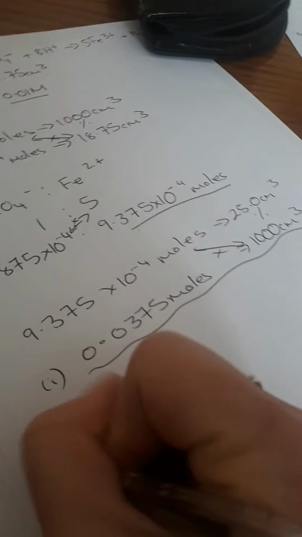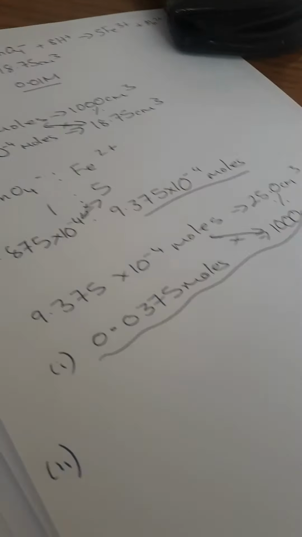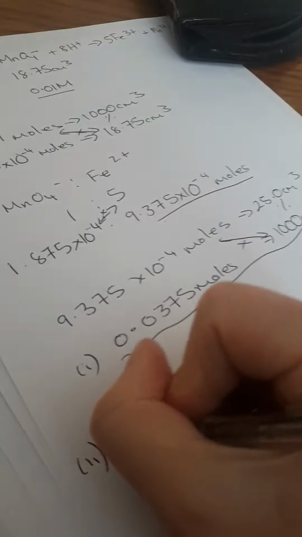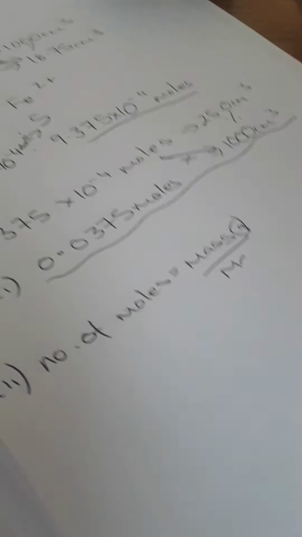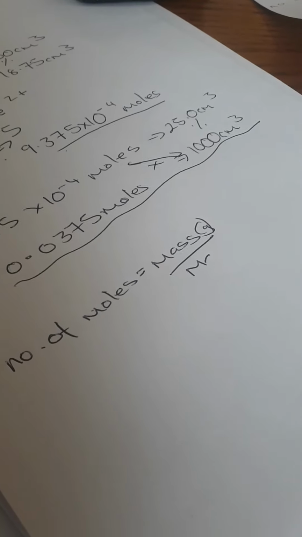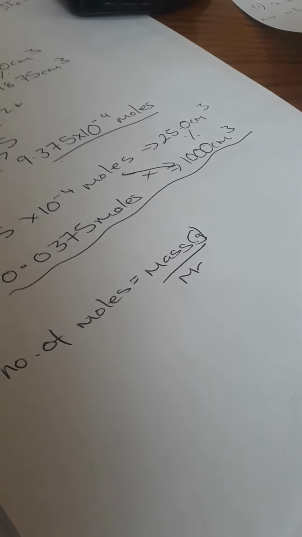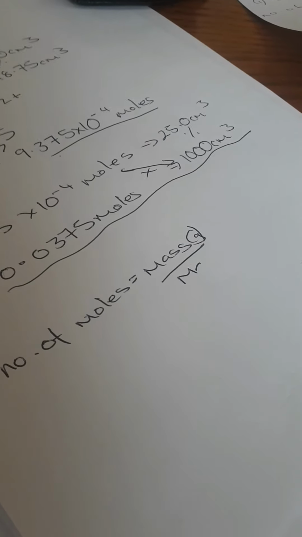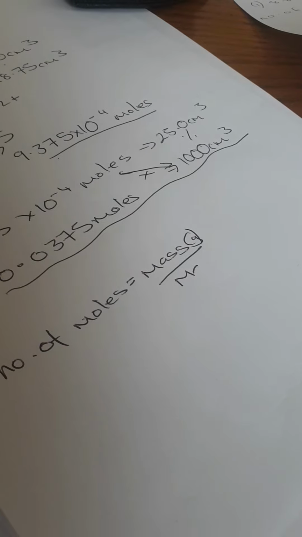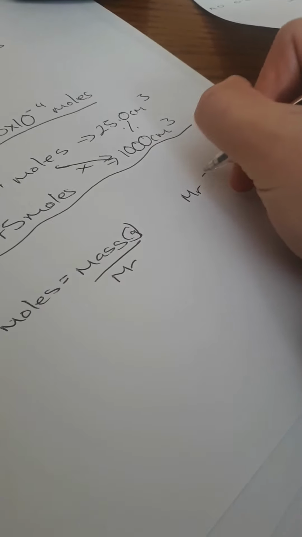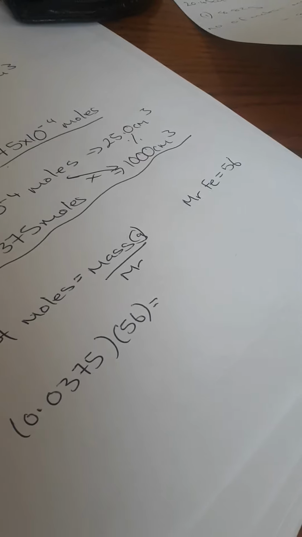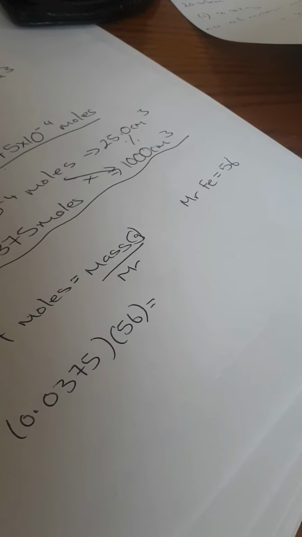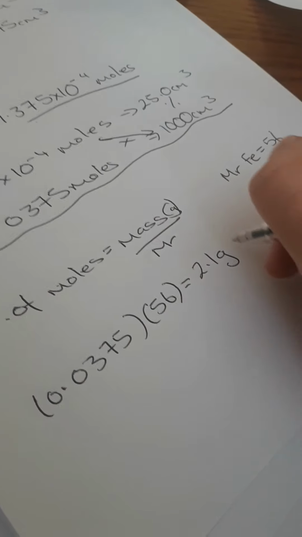The answer then to part 2 is the total mass of iron in the 250 centimeters cubed solution. Here, number of moles equals mass in grams divided by relative molecular mass. I am asked for mass in grams, so I need the relative molecular mass of iron, which is 56. So it is 0.0375 multiplied by 56, which gives me 2.1 grams.